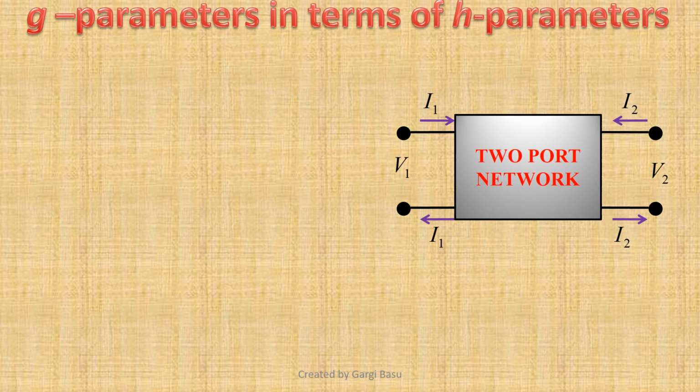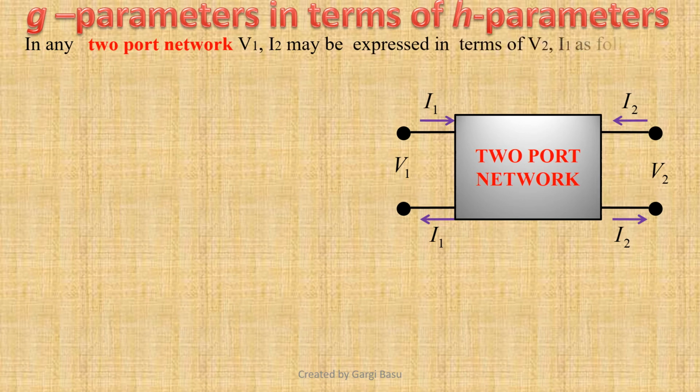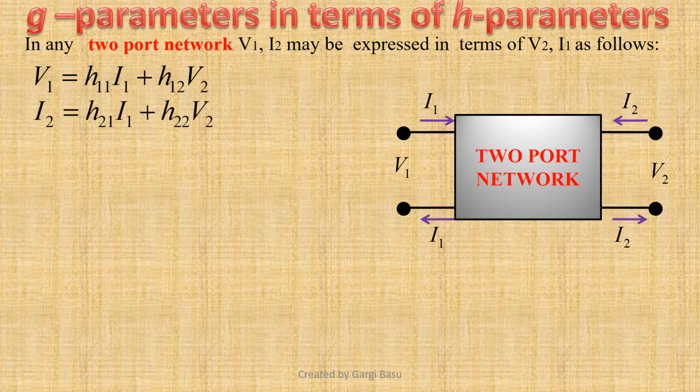Now let us derive interrelationships between inverse hybrid parameters and hybrid parameters. When we describe a two-port network using hybrid parameters, we express input port voltage V1 and output port current I2 in terms of input port current I1 and output port voltage V2. The linear equations used in this case are V1 equals H11 I1 plus H12 V2 and I2 equals H21 I1 plus H22 V2. These two linear equations may be written in matrix form as follows.